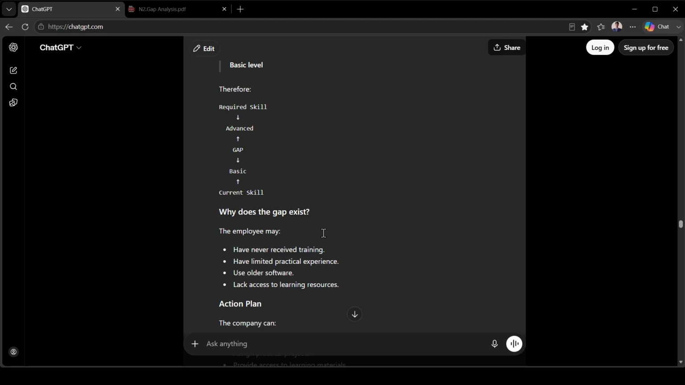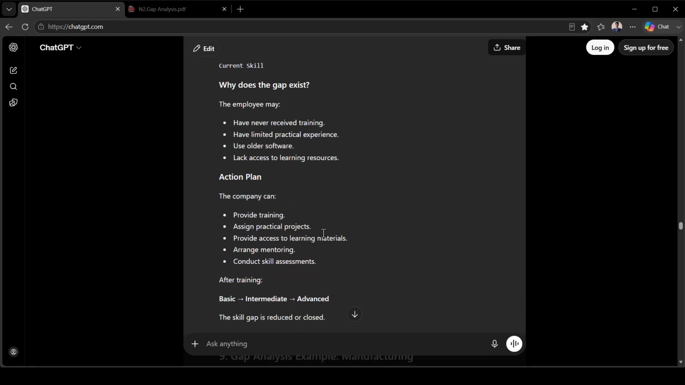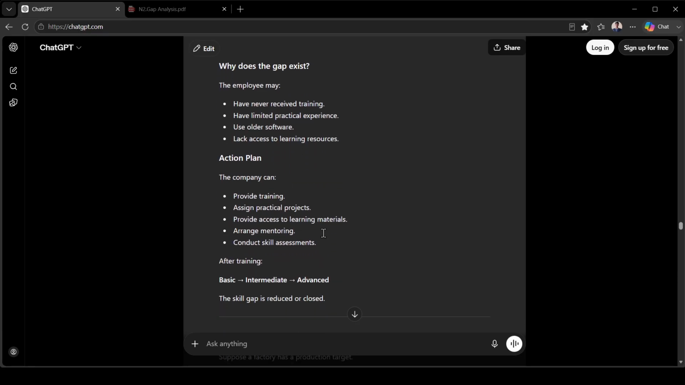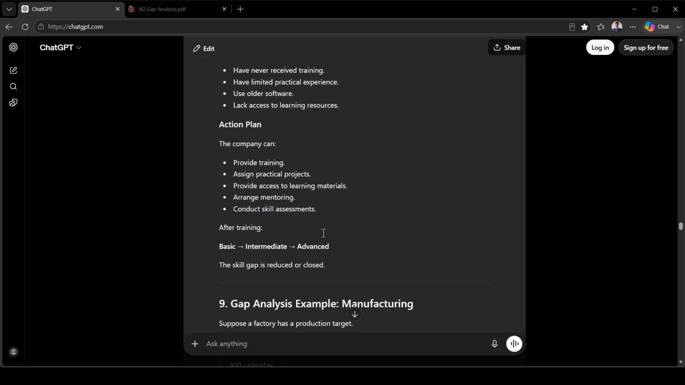Why does the gap exist? The employees may have never received training, have limited practical experience, use older software, or lack access to learning resources. Action plan: the company can provide training, assign practical projects, provide access to learning materials, arrange monitoring, and conduct skill assessment. After training, from basic to intermediate to advanced, the skill gap is reduced or closed.